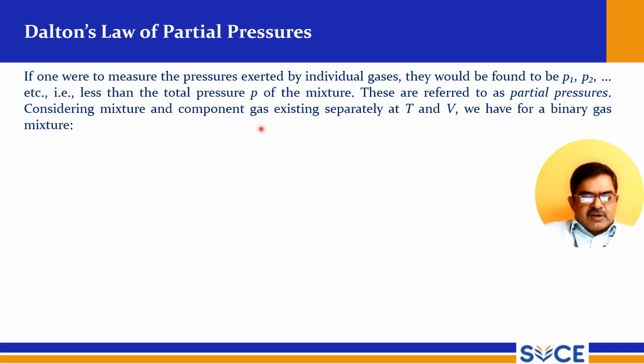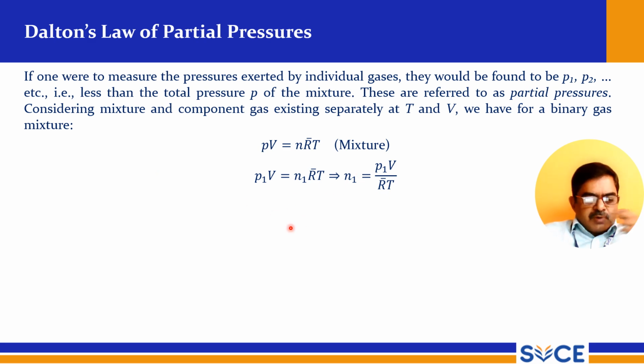Considering the mixture and a component gas existing separately at T and V, we have for the binary gas mixture PV equal to nRT. So this is the perfect gas law equation. And P1V equal to N1RT. So N1, the mole number, can be found out as P1V by RT.